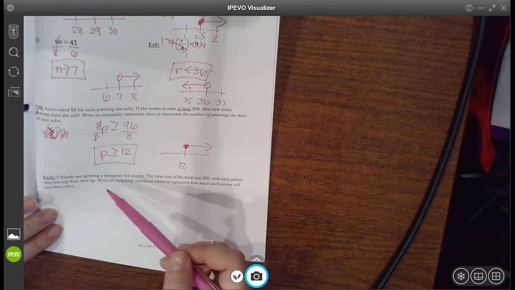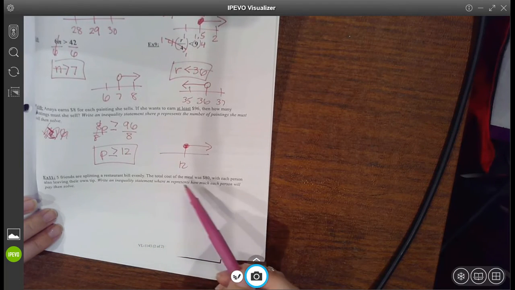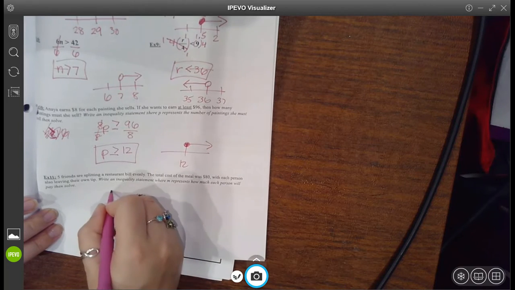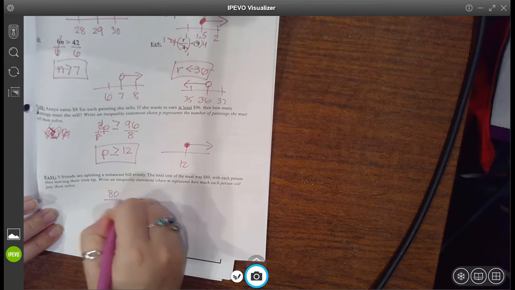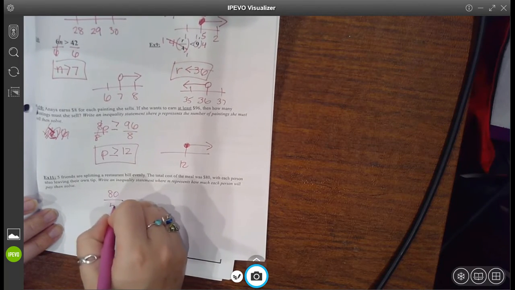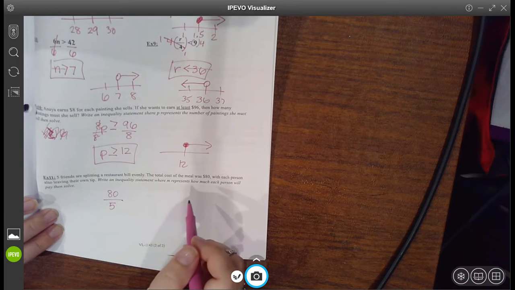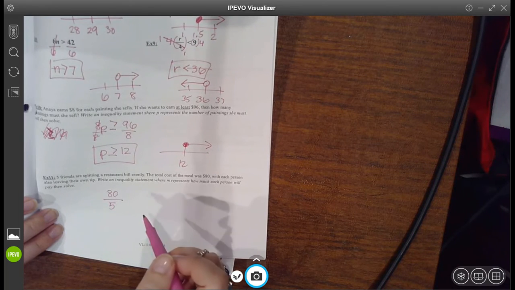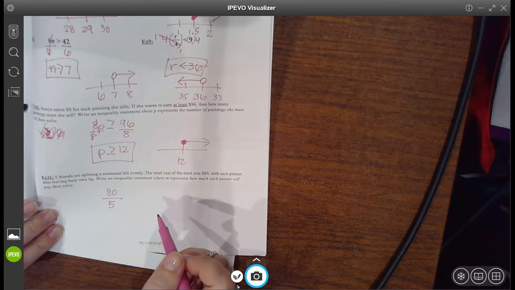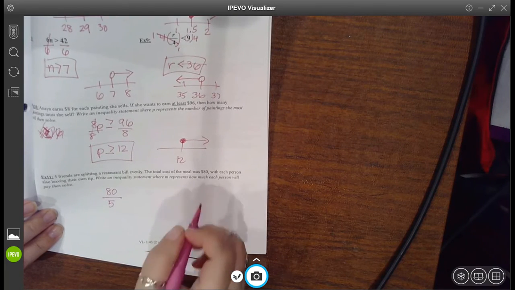It says 5 friends are splitting a restaurant bill evenly. The total cost of the meal was $80. So you take the meal, divide it by how many people there are. There's 5 people. It says the total cost of the meal was $80 with each person also leaving their own tip. Write an inequality statement where M represents how much money each person will pay and then solve.